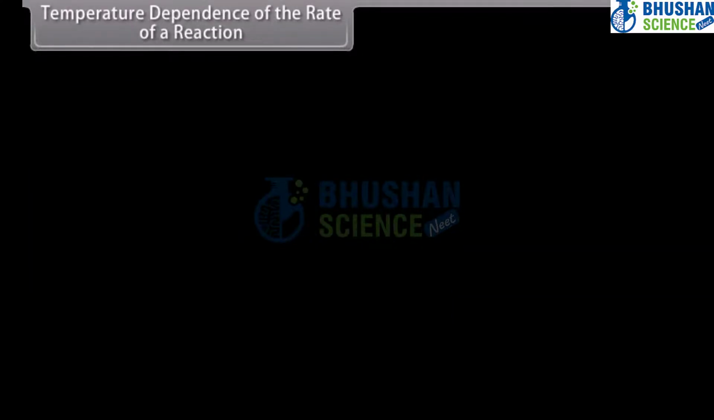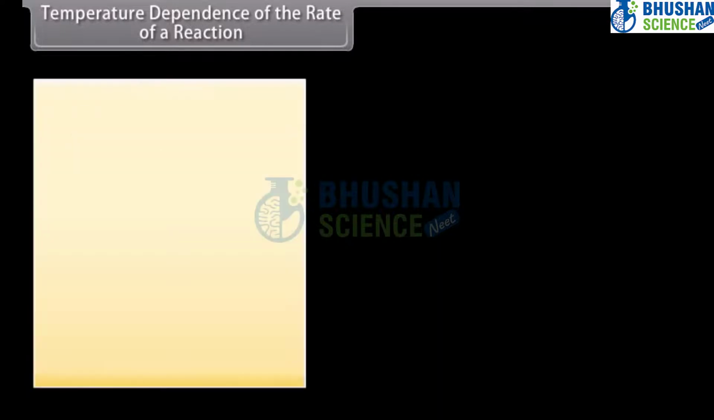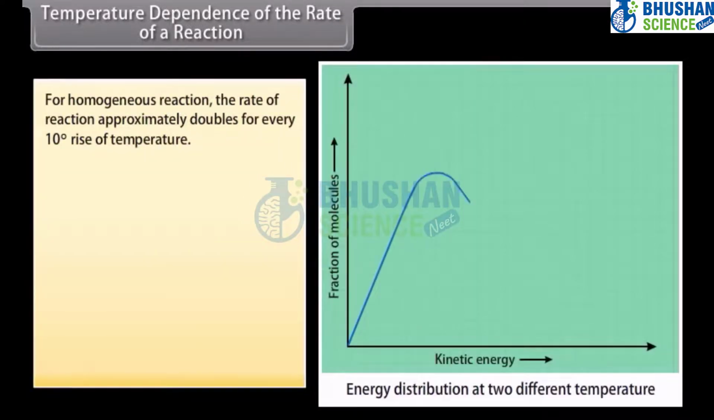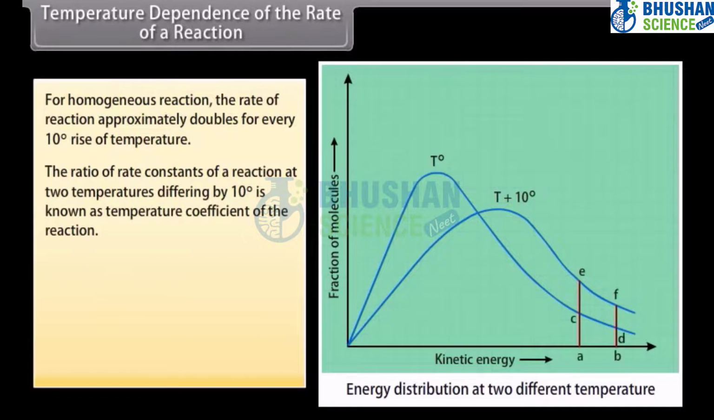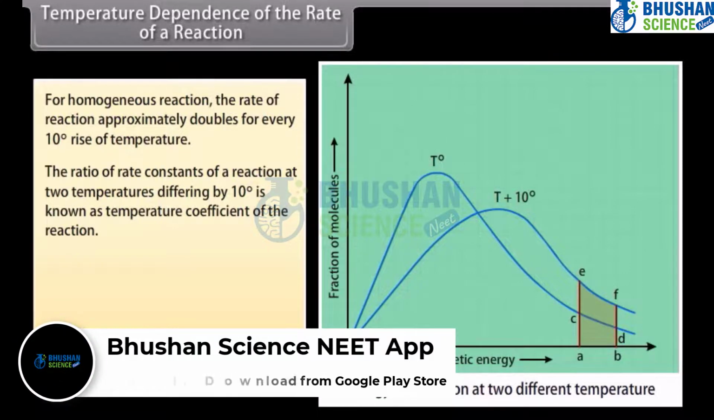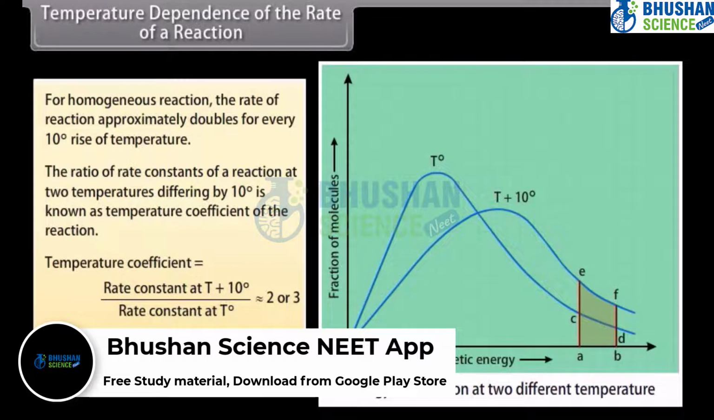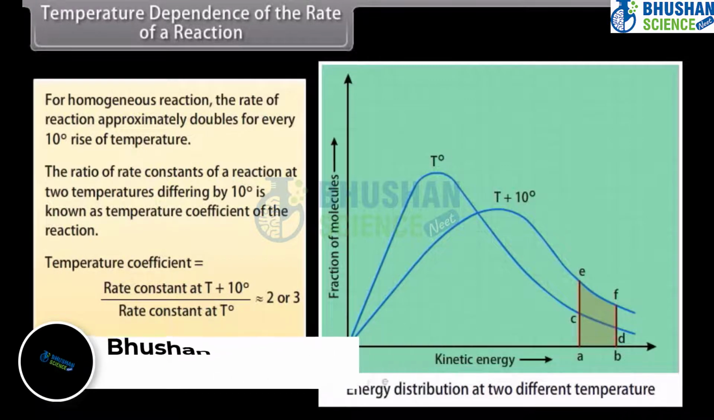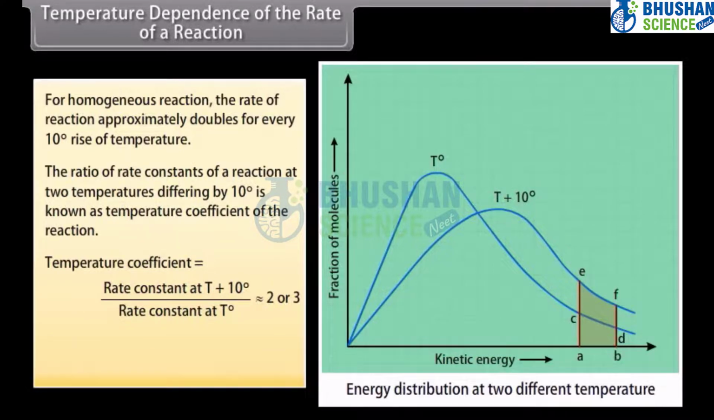Temperature dependence of the rate of a reaction. For homogeneous reaction, the rate of reaction approximately doubles for every 10-degree rise of temperature. The ratio of rate constants of a reaction at two temperatures differing by 10 degrees is known as temperature coefficient of the reaction. Value of temperature coefficient for most of the reaction is close to 2 and in some cases it approaches 3. When the temperature is increased by T plus 10 degree, the curve flattens.